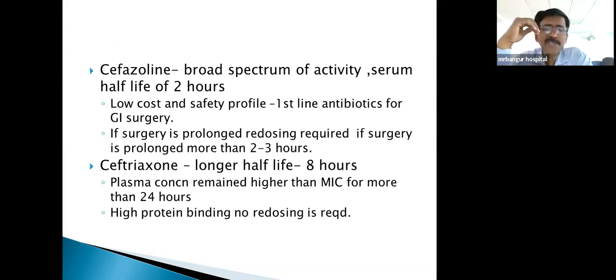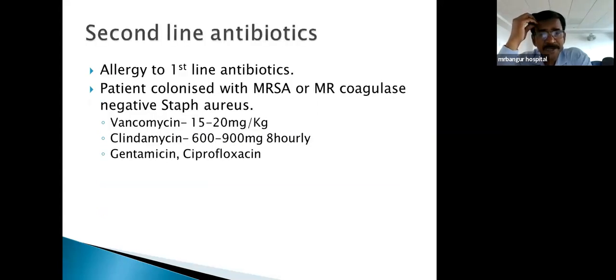The important drugs used in clinical practice include cefazolin, a broad spectrum antibiotic with a half-life of 2 hours. It is said to be low cost, but even now ceftriaxone is not very high cost, and ceftriaxone has the advantage of a prolonged half-life of 8 hours, and plasma concentration remains higher than MIC for more than 24 hours. It has high protein binding, so it is suitable for surgery of about 2 to 4 hours. If the patient is allergic to the first antibiotic, one needs to use second line antibiotics, and in abdominal surgery these include vancomycin, clindamycin, gentamicin, or fluoroquinolones.